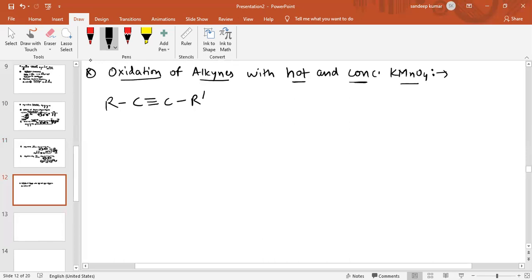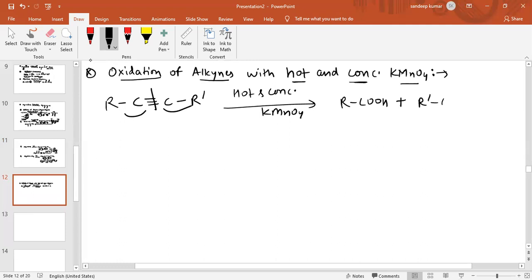In the first step, what happens when we add hot and concentrated KMnO4? This is a very easy reaction. Why is it easy? Break these bonds and convert both of them into carboxylic acid. So the product obtained is RCOOH plus R'COOH.